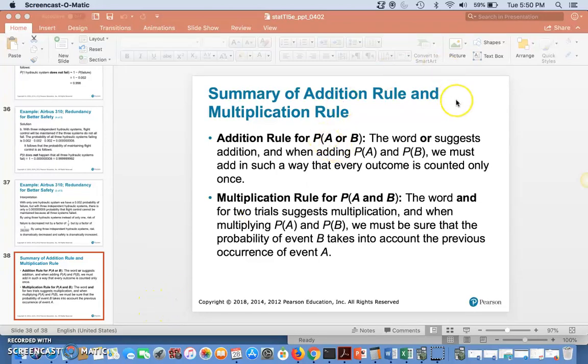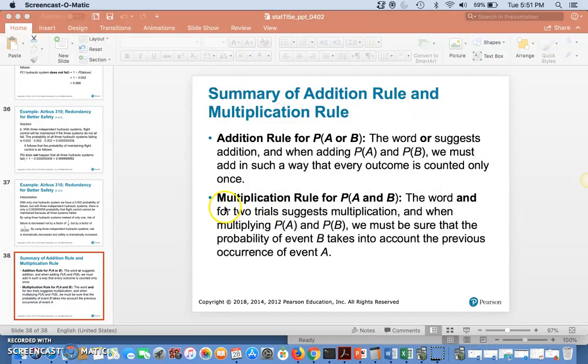Okay, this is the summary of the addition and the multiplication rules for the probability. Addition rule for the probability of A or B: or is the key word. The word or suggests addition. And when adding the probability of A and the probability of B, we must add in such a way that every outcome is counted only once.